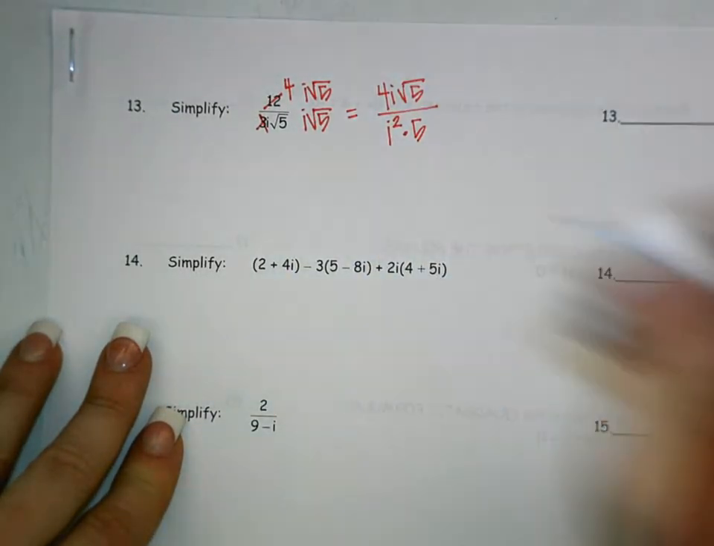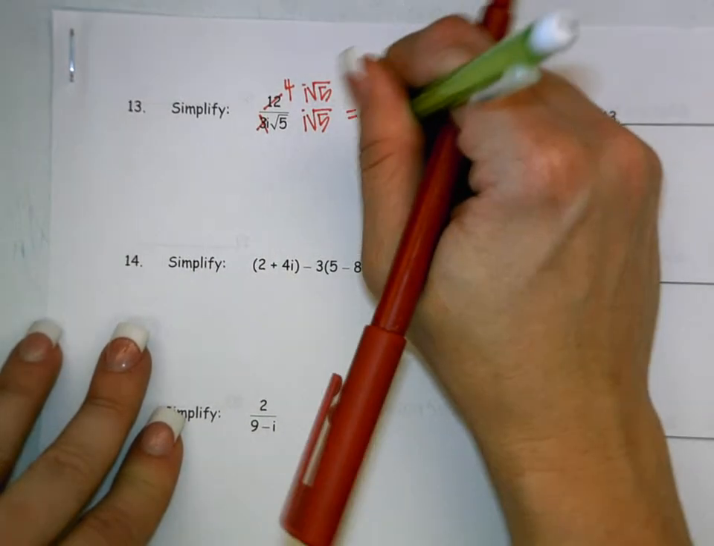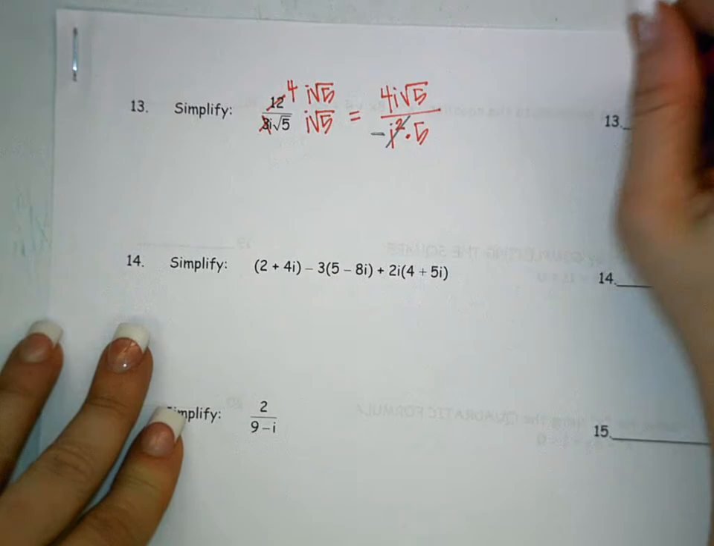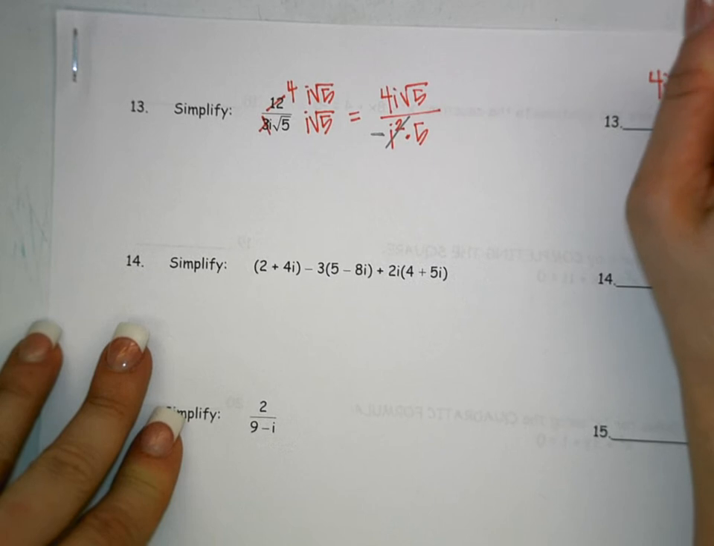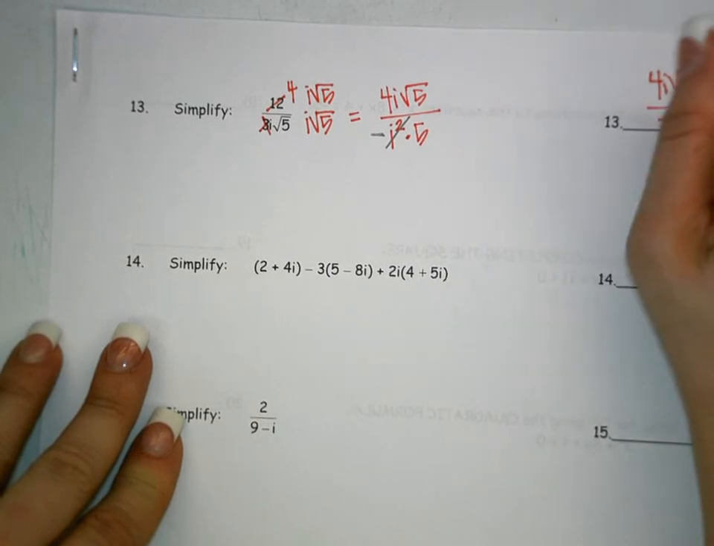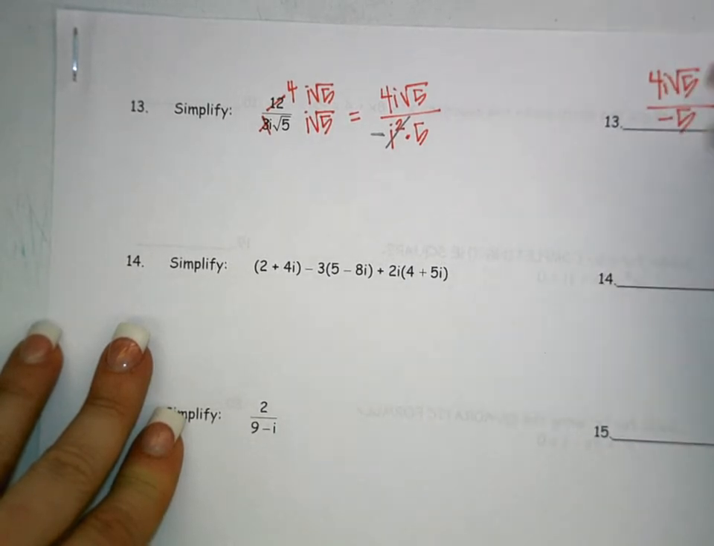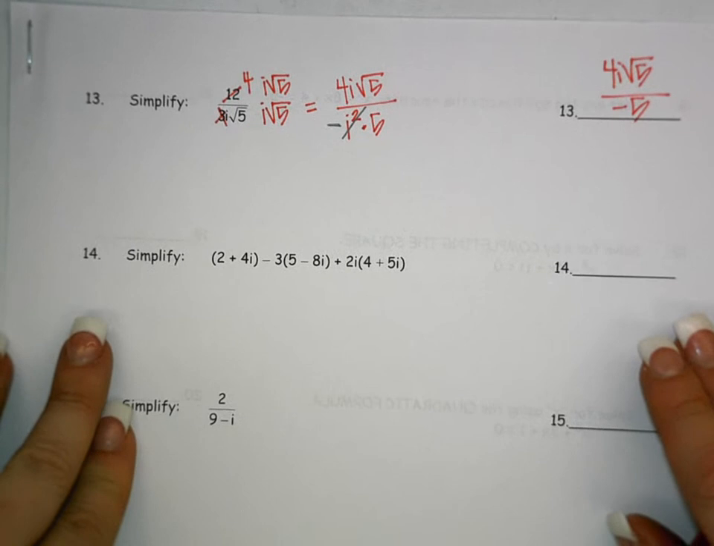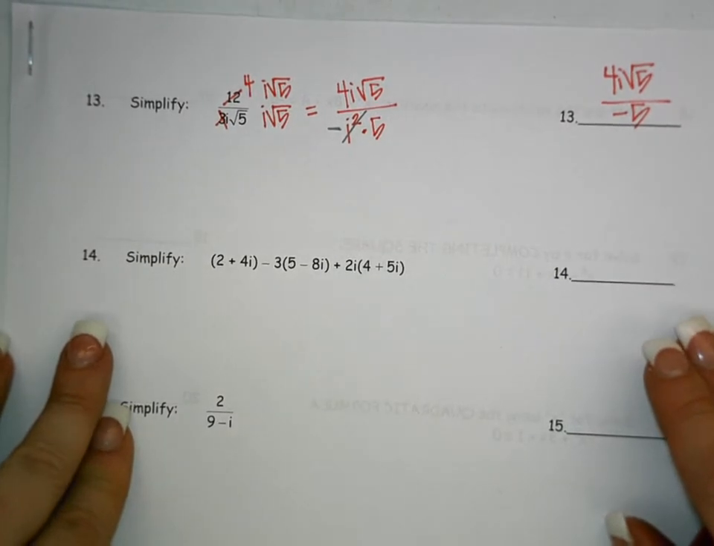Then the i squared turns into a negative 1, so we're just going to write a negative there. And you'll end up with 4i radical 5 over negative 5. These 5s cannot reduce each other away, because one's underneath the radical and one's a whole number.